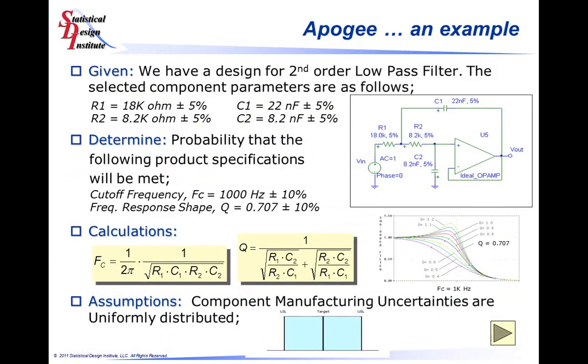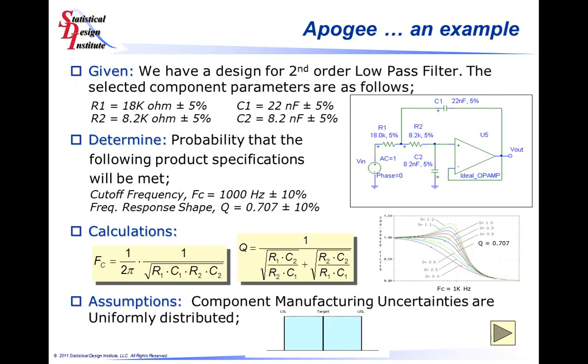The problem that we're going to examine is where we have a second order low pass active filter that we've developed, and we've assigned nominal values to the four primary components that will determine its response, two resistor values and two capacitor values, and we've assigned 5% tolerances to each one of these. Now, in prior analyses, we wanted to determine the probability that our product specifications would be met, and we've analyzed the cutoff frequency and the shape Q, and we found out that the design was marginal at best. So we'll go back and review that analysis here in just a moment.